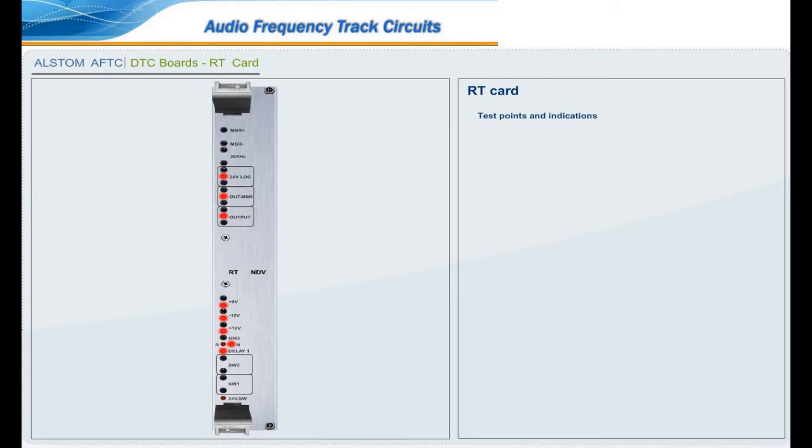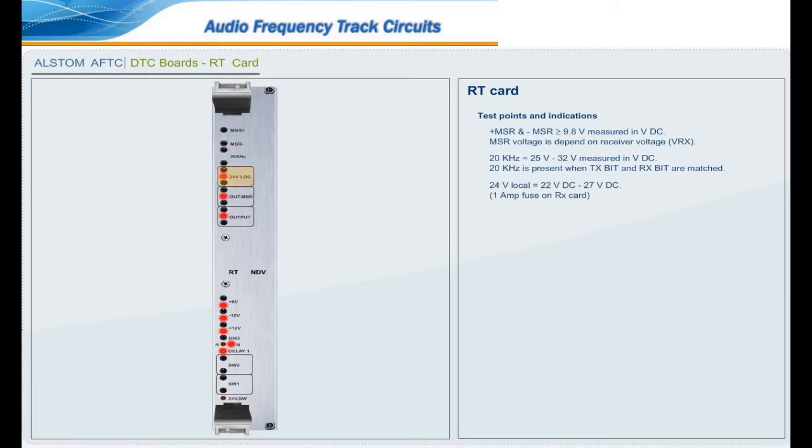Test points and indications. Plus MSR and minus MSR greater than or equal to 9.8 volt measured in volt DC. MSR voltage depends on receiver voltage VRX. 20 kHz equal to 25 volt to 32 volt measured in volt DC. 20 kHz is present when TX bit and RX bit are matched. 24 volt local equal to 22 volt DC to 27 volt DC. Test points and LED indication on RT card. 1 ampere fuse on RX card.